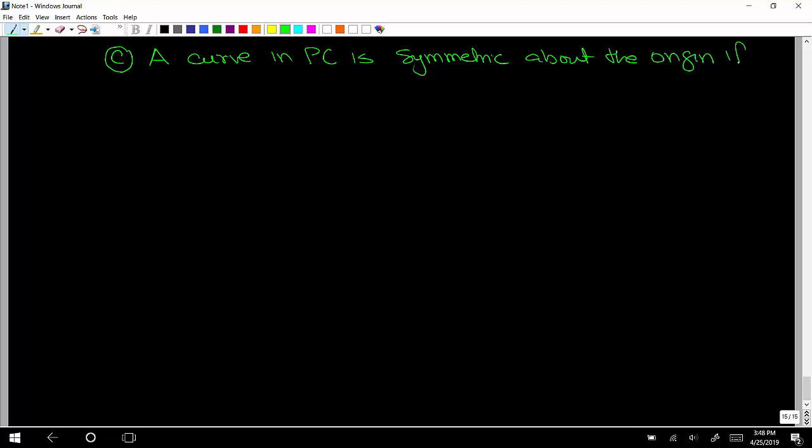All right. There's one last symmetry. The last symmetry that we're going to take a look at is this: a curve in polar coordinates is symmetric about the origin if replacing r by minus r does not alter the equation.